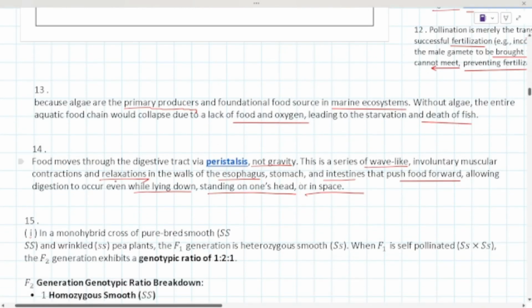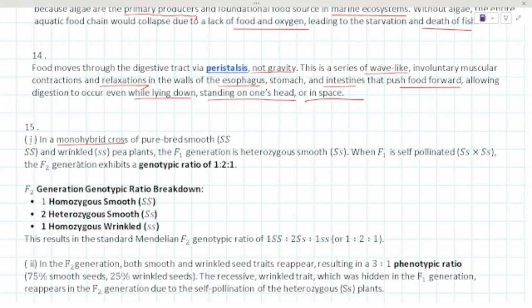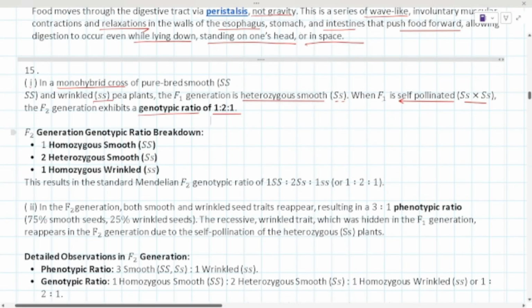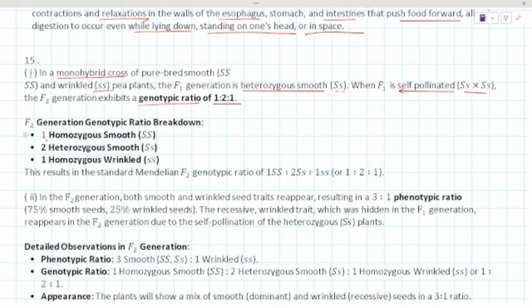Correct. It is a monohybrid cross, right? Of a pure breed smooth SS and wrinkled ss. And the F1 generation is heterozygous, capital S and small s. When F1 is self-pollinated, the F2 generation exhibits a genotype ratio that will be 1:2:1. And let's see here the F2 generation genotype ratio breakdown.